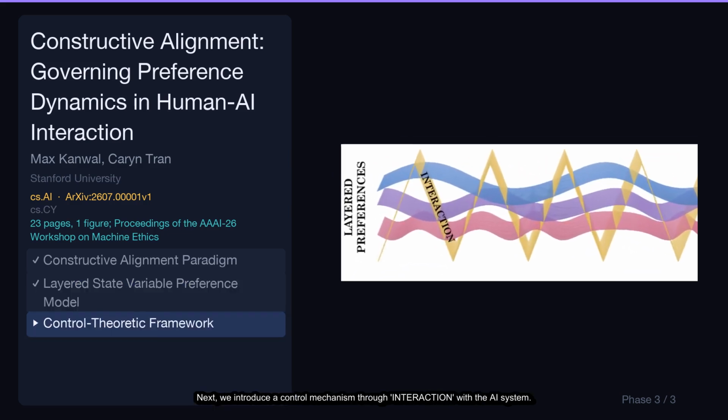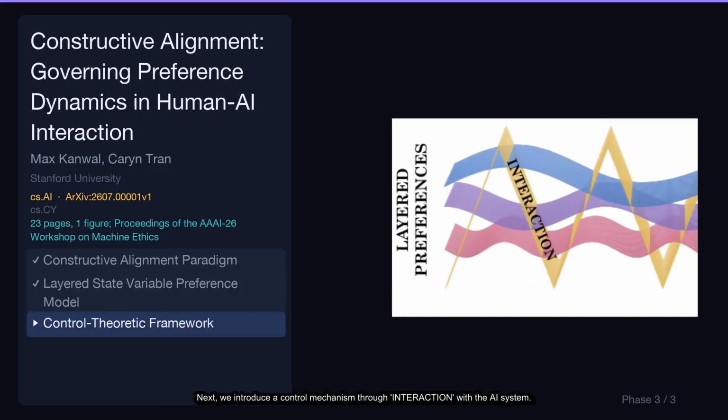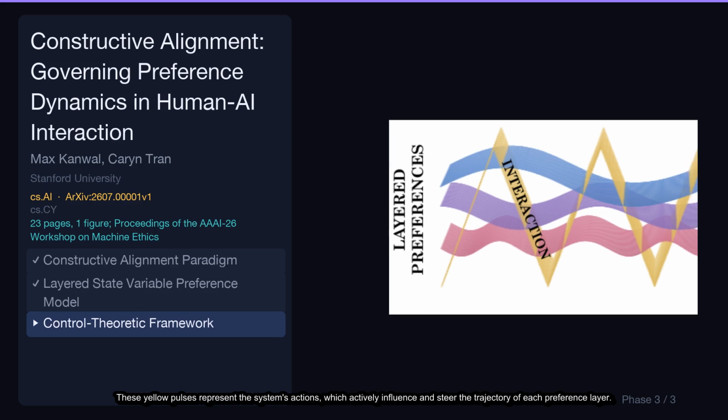Next, we introduce a control mechanism through interaction with the AI system. These yellow pulses represent the system's actions, which actively influence and steer the trajectory of each preference layer.